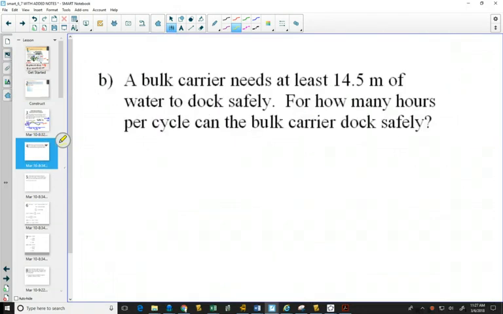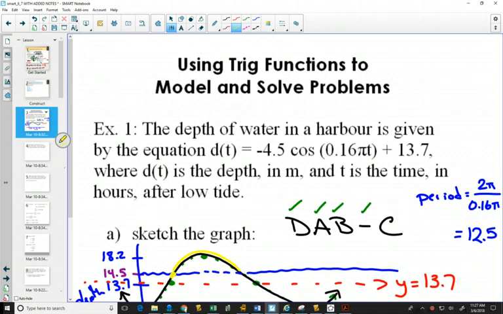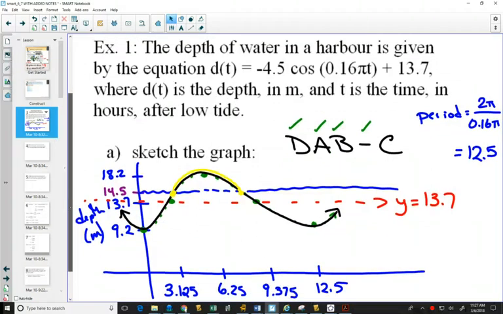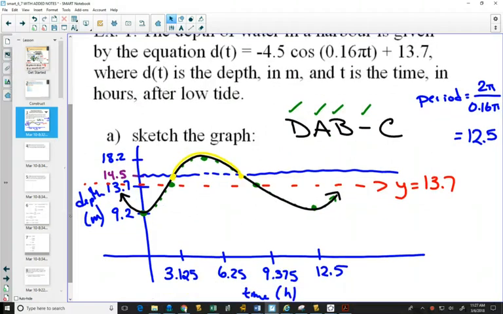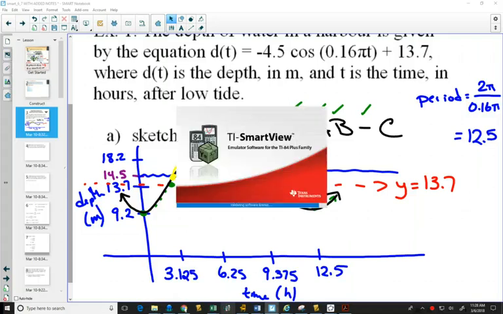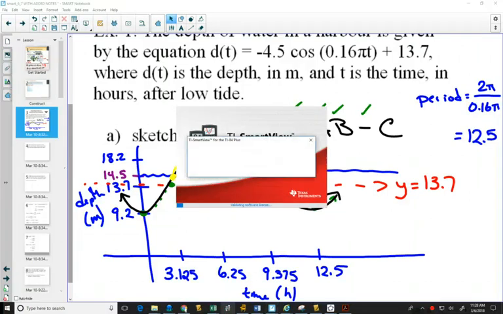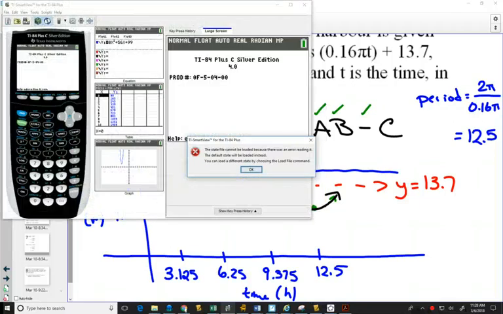So we're going to want to figure out for how long per cycle can it dock safely? How long is it from here to here? And we're going to use our graphing calculator to solve for that. So the first thing I need you to be able to do is I want to see this graph exactly as it is here on your graphing calculator. So when typing things into your graphing calculator, one, you have to make sure that your mode is in radians. For all of our sine and cosine graphs, our mode will be in radians.